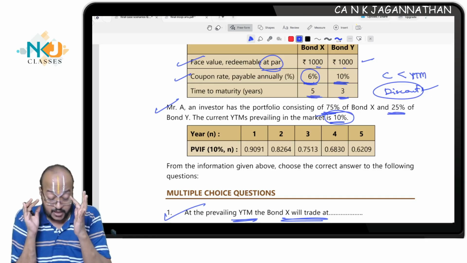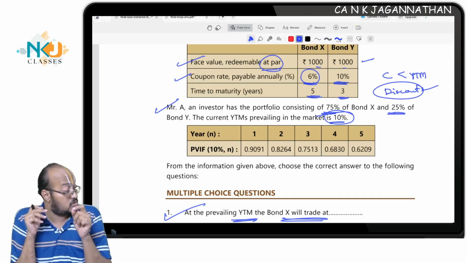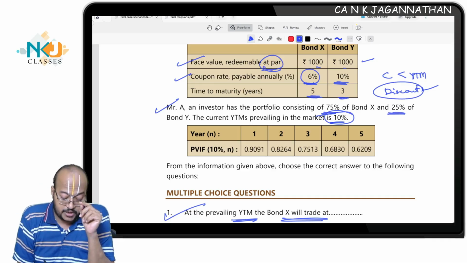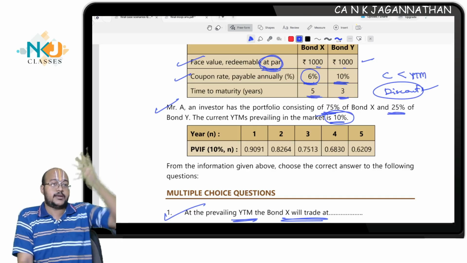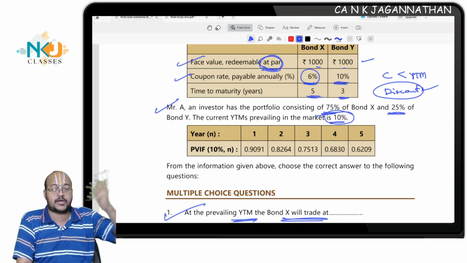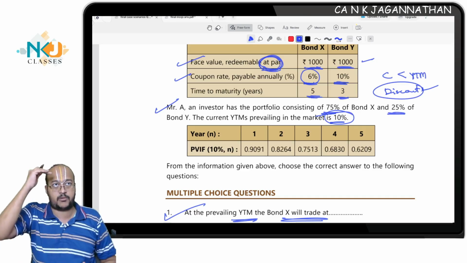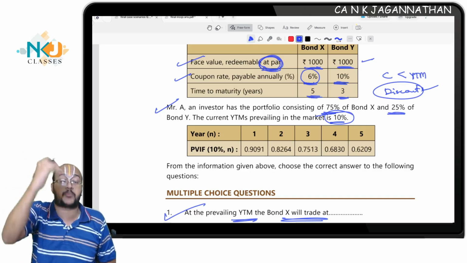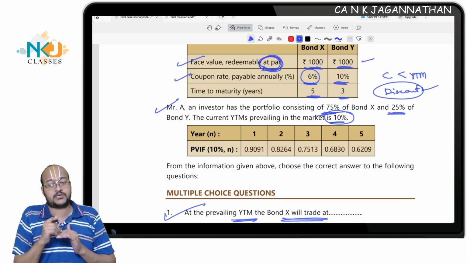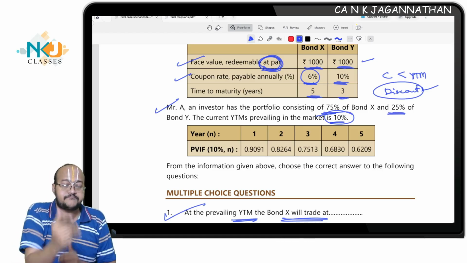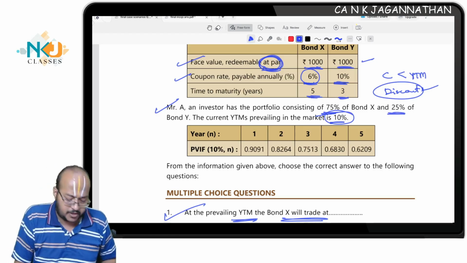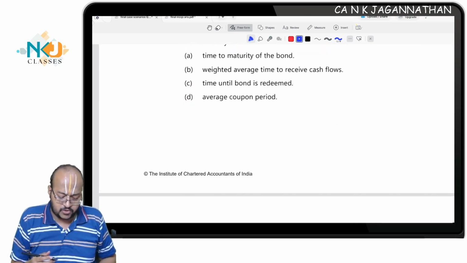And one more thing, the redemption is also important. If the bond is redeemed at a premium or discount, it depends on the capital gain or loss, which means you can never say in this case the bond should trade at par. The fundamental assumption is that the bond should be redeemed at par. Then only, even if YTM is the same as the coupon, can you say that it will be trading at par, because the redemption value will also be considered in the cash flow.